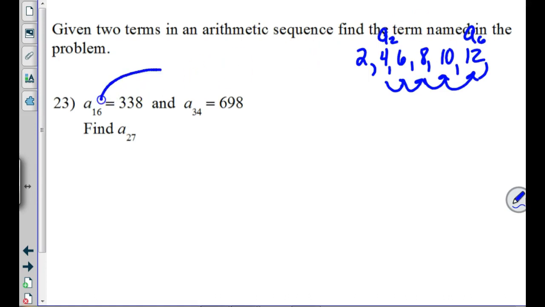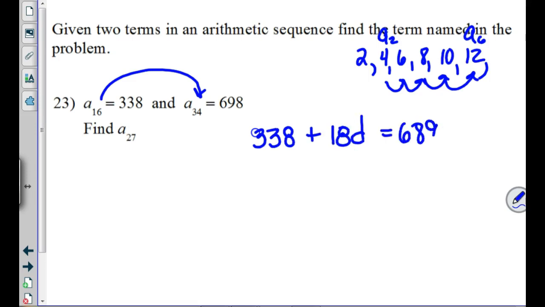So how many differences did we add here? 6 minus 2 was 4, right? So 34 minus 16 is 18. That's because when you tell me you want the 10th term from the first term, 10 minus 1 is 9, right? So you add 9 differences. So you just subtract the term numbers. So 338 was a term, and then we added 18 differences to get to 689.